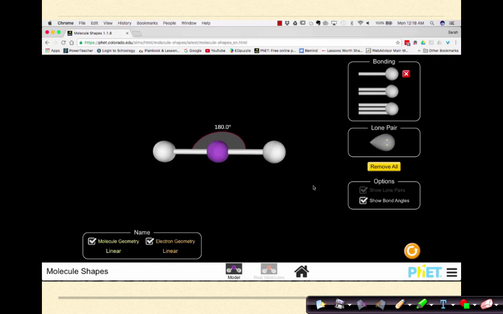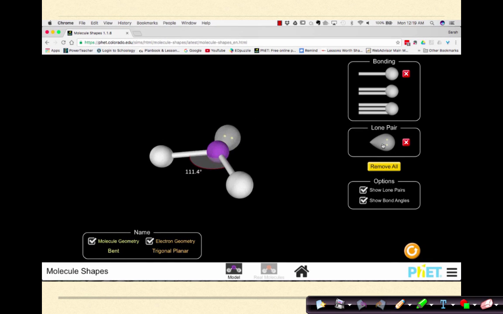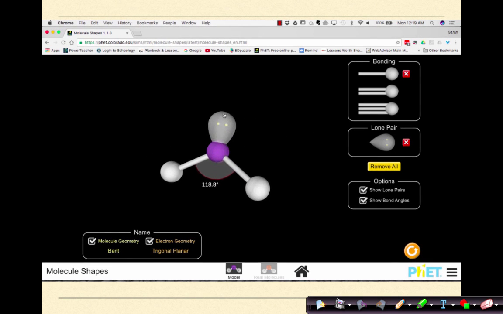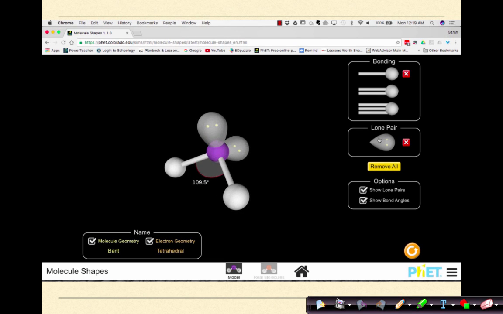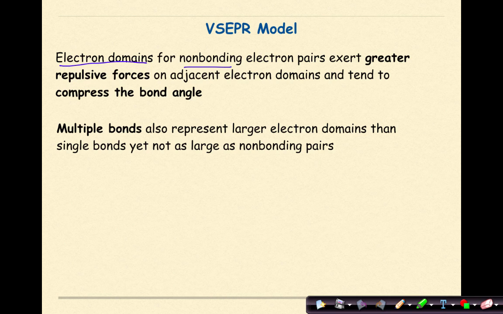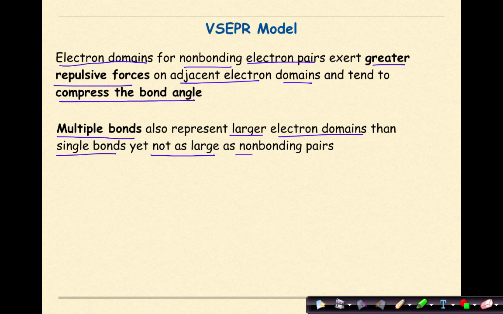Here's a molecule that's linear and at 180 degrees. Once we add a lone pair, we can see that the bond angle gets smaller and is now approximately 120 degrees. If we add another lone pair, again, we see the bond angle gets even smaller and is now 109.5 degrees. Electron domains for non-bonding electron pairs exert greater repulsive forces on adjacent electron domains and tend to compress the bond angle. Multiple bonds also represent larger electron domains than single bonds, yet not as large as non-bonding pairs, so they're not going to have as much of an influence.